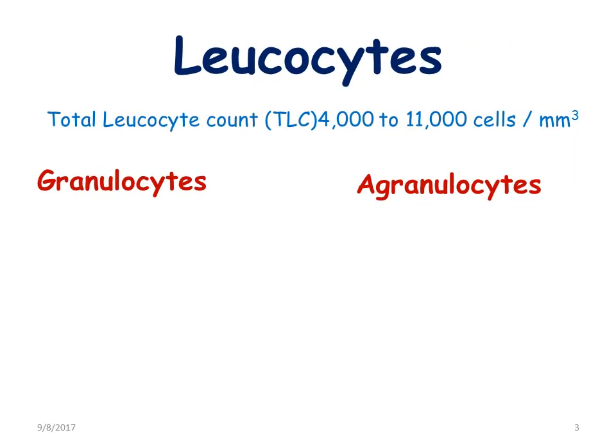Now the leukocytes, the total leukocyte count is around 4,000 to 11,000 cells per cubic millimeter of blood. They are classified into granulocytes and agranulocytes. Identification of the cells is based on the color of the blood cells as observed under the light microscope. Methylene blue is a basic dye which gives color to acidic components, whereas eosin is an acidic dye which gives color to basic components.